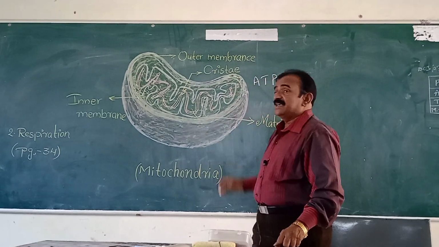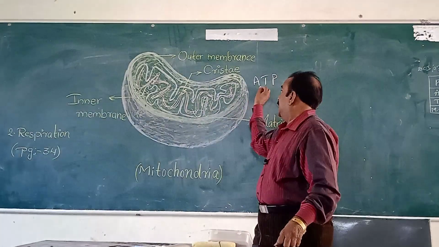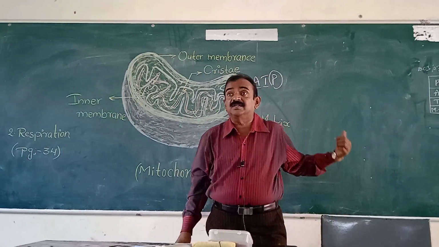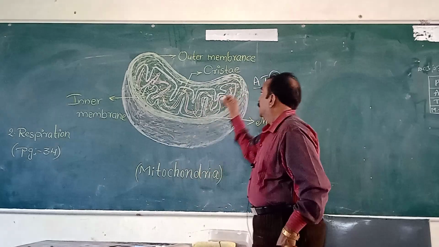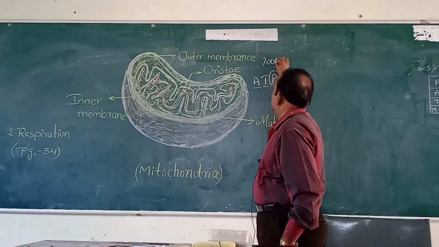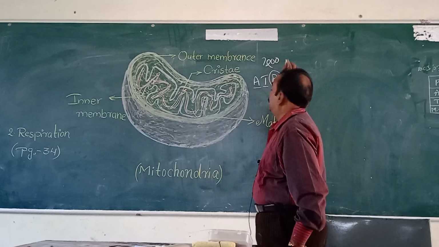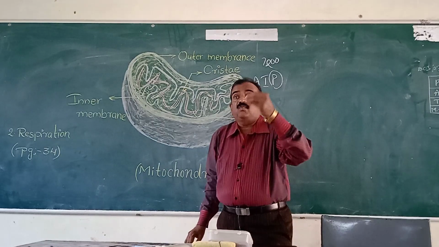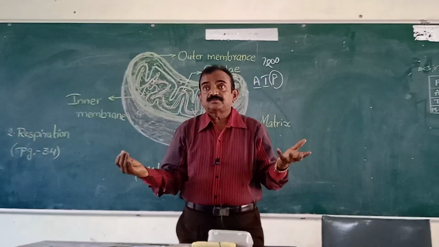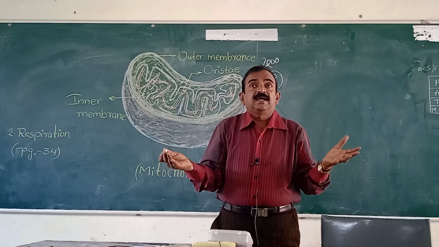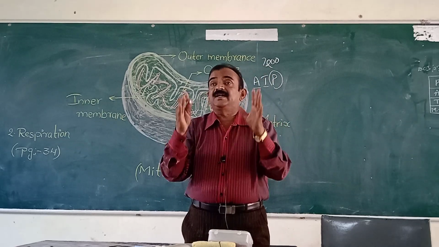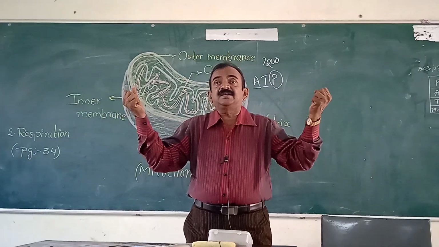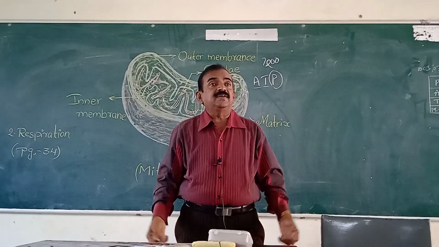ATP, adenosine triphosphate. So here phosphates are having what? Energy. Phosphate bonds break and they give energy. And the energy is about 7200 calories, or 7.2 kilocalories. When one ATP molecule breaks, when phosphate bonds break, they give us 7200 calories or 7.2 kilocalories of energy. And that energy is used by our muscles to perform different activities.